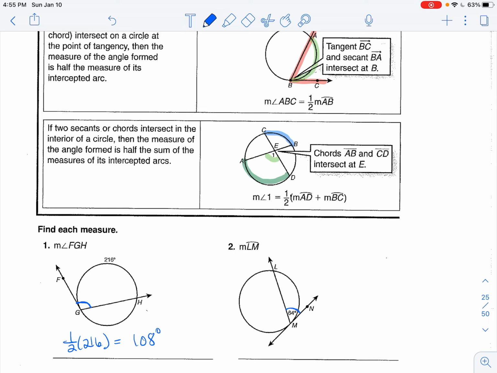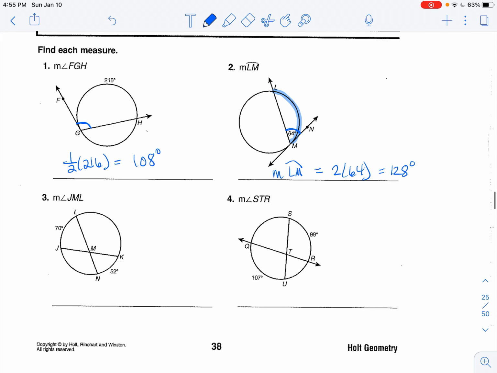This one is very similar. This time, though, we're given the measure of the angle, which is 64, and we're going to try to find the measure of the arc LM. So the measure of the angle is half the measure of the arc. So in this case, since we're finding the measure of the arc, we're going to have to multiply it by 2. So the measure of arc LM is equal to 2 times 64, which is 128.